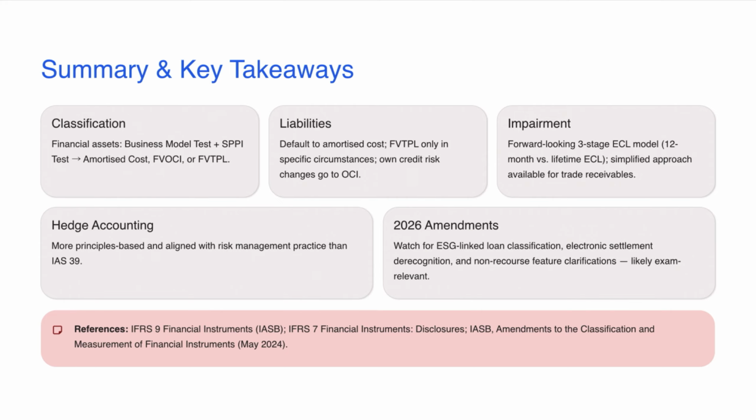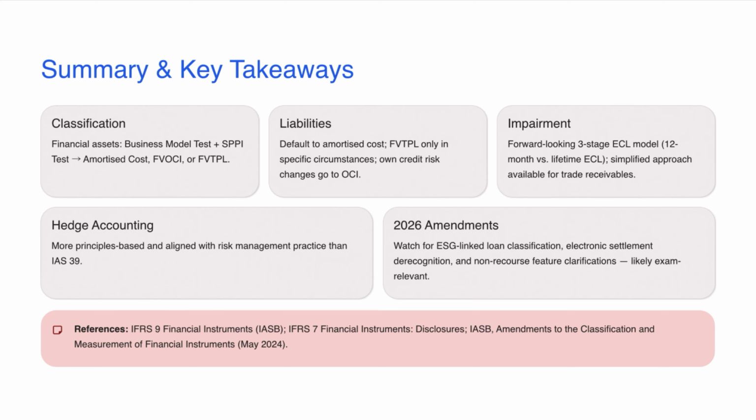Let's bring the entire chapter together. For financial assets, remember the classification framework, business model plus SPPI. That leads us towards amortized cost, FVOCI or FVTPL. For financial liabilities, the default is generally amortized cost using the effective interest method. Specific circumstances can result in FVTPL. And remember the special treatment of own credit risk for liabilities designated at FVTPL.